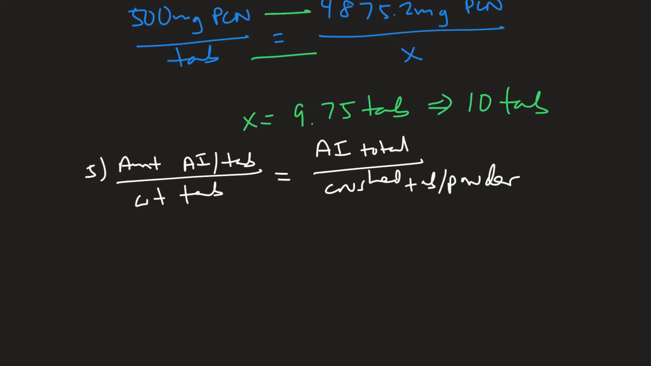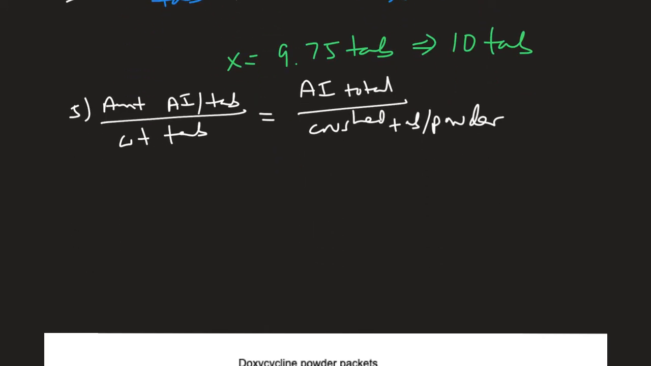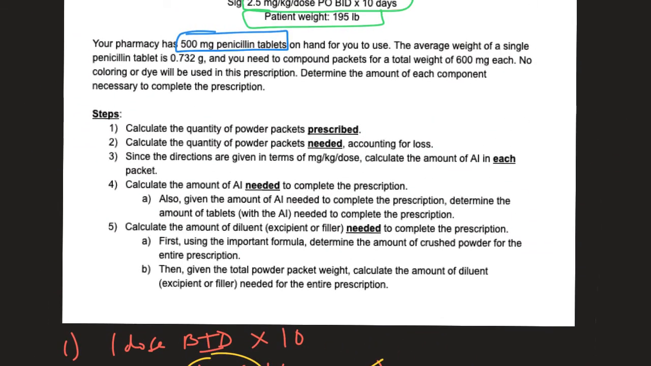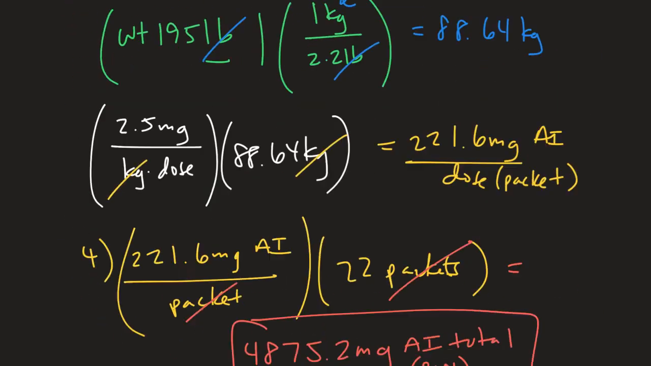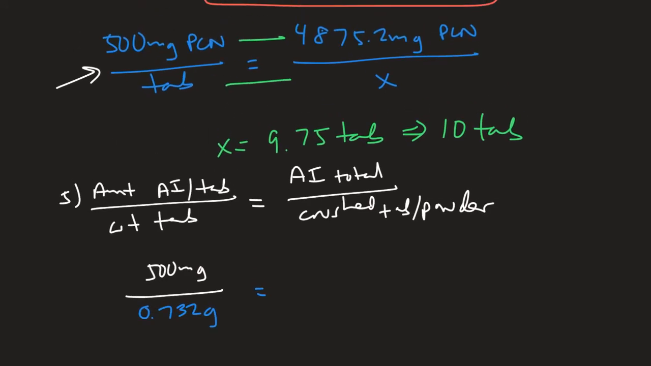So I know the amount of AI per tablet is 500 milligrams of penicillin per tablet. So 500 milligrams per tablet. I know the weight of the tablet up here. The average weight of a single tablet is 0.732 grams. The total weight we need of the AI is 4,875.2.